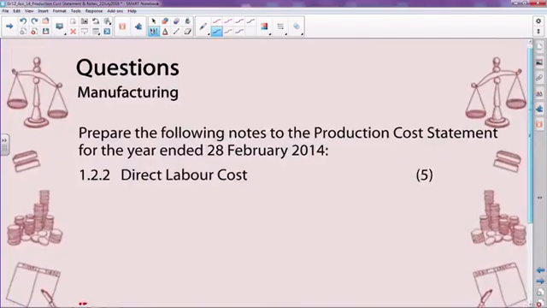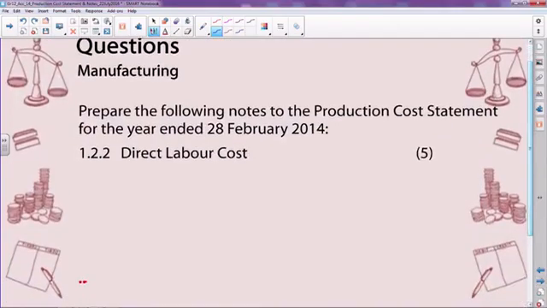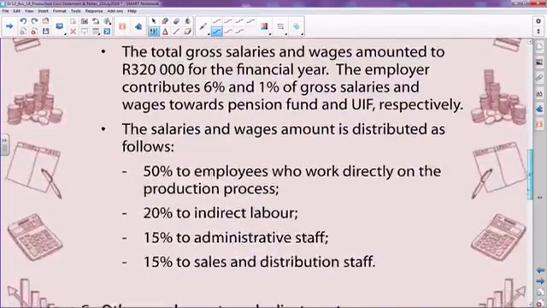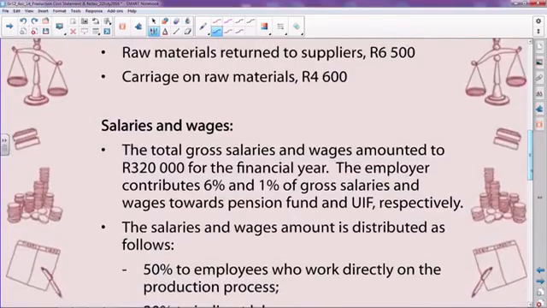In this one here, we have to calculate our direct labor cost. Okay, let's see what information we have regarding direct labor. With regards to the total salaries and wages, it amounted to 320,000 for the financial year. The employer contributes 6% and 1% of gross salaries towards the pension fund and the UIF respectively.